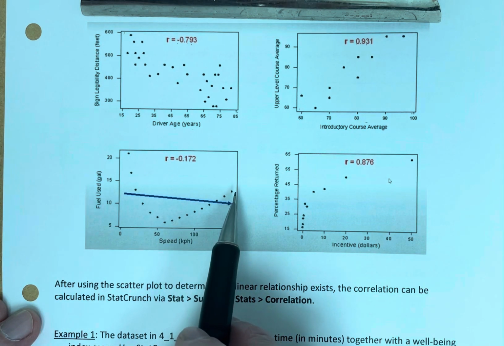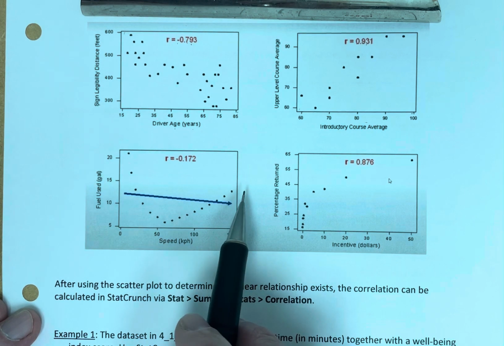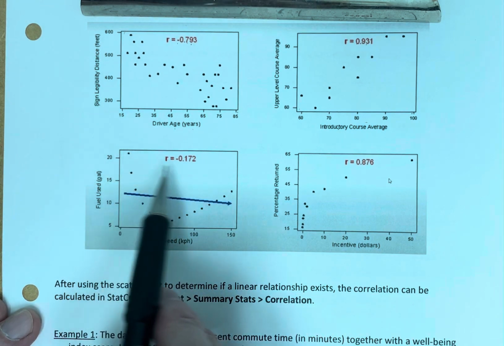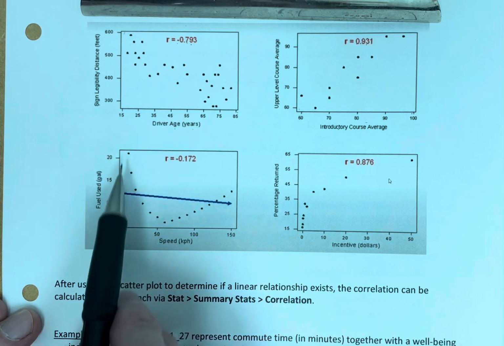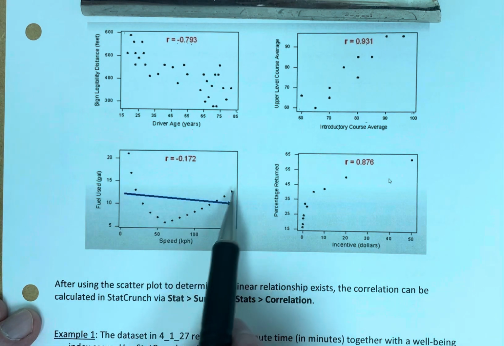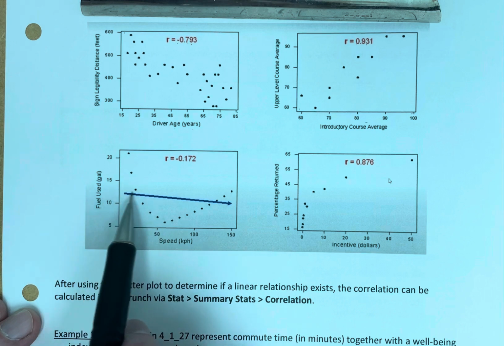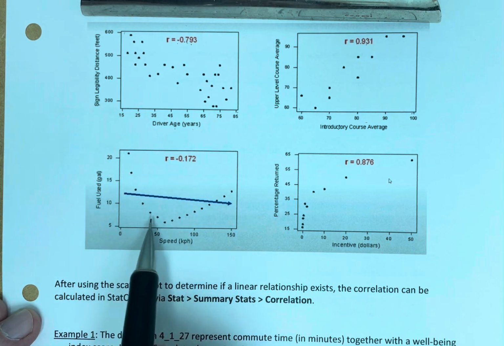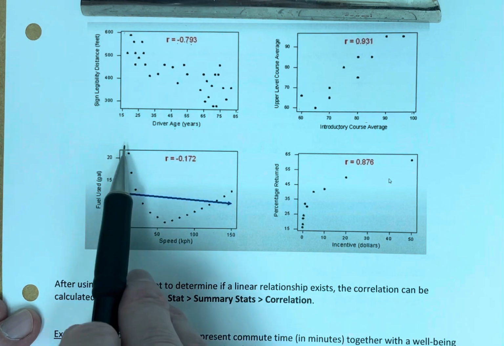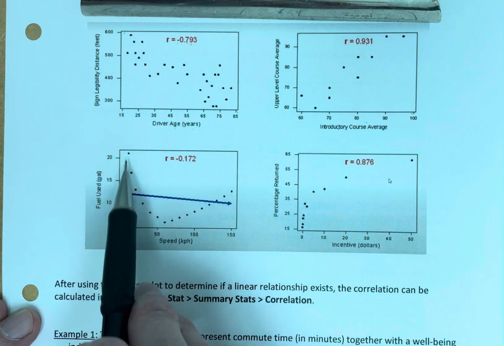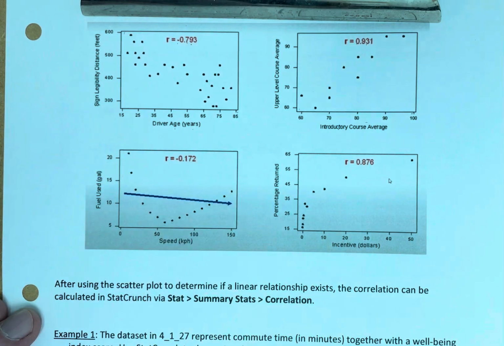No matter what, StatCrunch will calculate an R value for you, even though it may be way off. So here's an R value of -0.172. This is clearly not a linear relation. This is what StatCrunch came up with. This is actually pretty close to a perfect relationship, but it's not linear because I could draw a nice curve through all that more than likely.